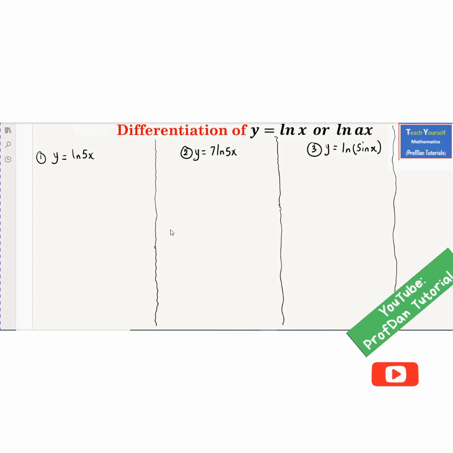So the first question says we should differentiate y equals ln 5x. If I'm to use the cover-up method, remember, I'm going to have my dy/dx equal to, in the denominator, the 5x, and in the numerator the differentiation of 5x. So when I differentiate 5x, I'm going to be left with 5. So you have this, and your final answer is 1 over x.